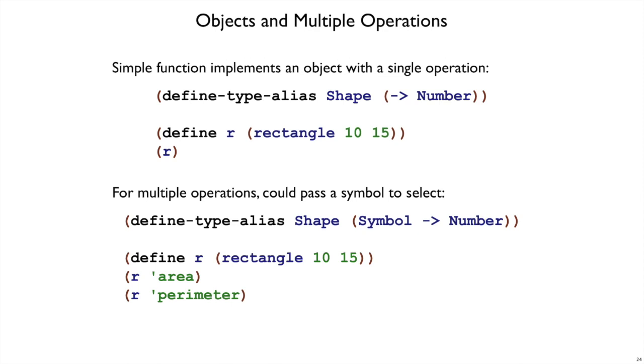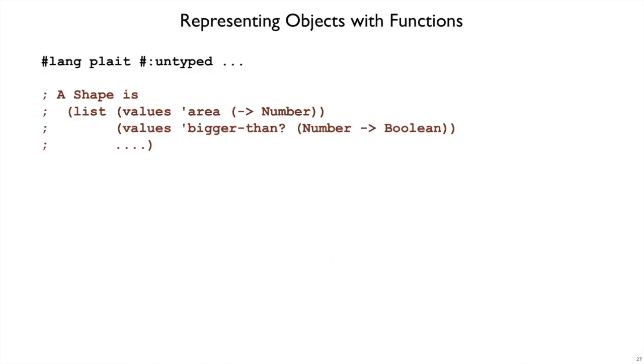But suppose that we want a rectangle to not only respond to area and perimeter, but to bigger than, returning a Boolean, but also taking an extra number to check whether the area is bigger than the given number. To do that, we can start representing a shape as a list of functions that are tagged with symbols. And so I'm going to tag a function with a symbol by creating a tuple. We pair the symbol together with the function type.